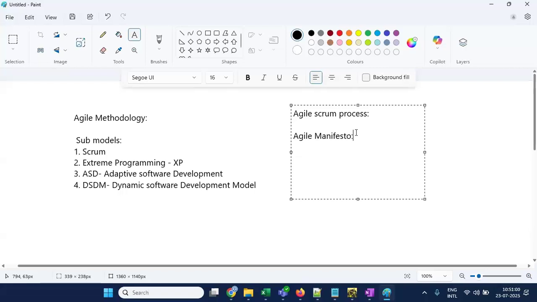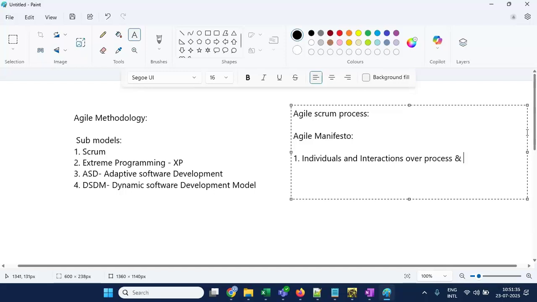They will ask, can you please explain the agile manifesto? Manifesto is nothing but, as we learned this word in social studies, like rules. What are the rules we should follow if we are working with the agile process? We have 4 manifesto points in agile methodology. First I will write it and then explain. The first one is individuals and interactions over process and tools.